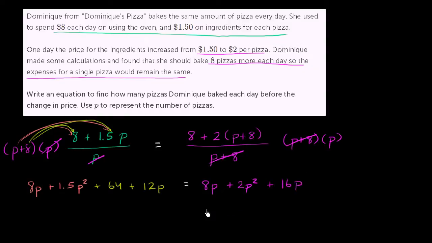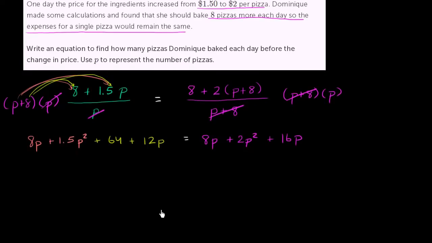So now we essentially end up with a quadratic equation, but let's simplify it a little bit so that we can either factor it or apply the quadratic formula. So let's subtract 1.5p squared from both sides. Actually, let me just put everything on the left-hand side, because that might be a little bit more intuitive. So let's subtract 2p squared from both sides.